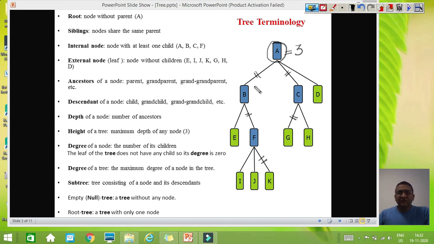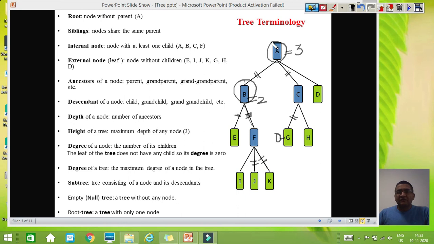Similarly, if I want to know what is the height of B, you have to find how many edges I need to use to reach the leaf. So this is one way, one edge, two edges I can reach the leaf, or 1 and 2 I can reach the leaf, and 1. So we are looking for the maximum number of edges, so the height of this is 2 and the height of this is 0. So the height of any leaf is always 0.